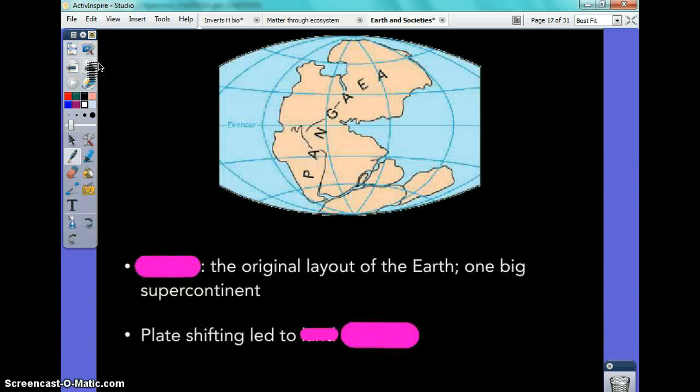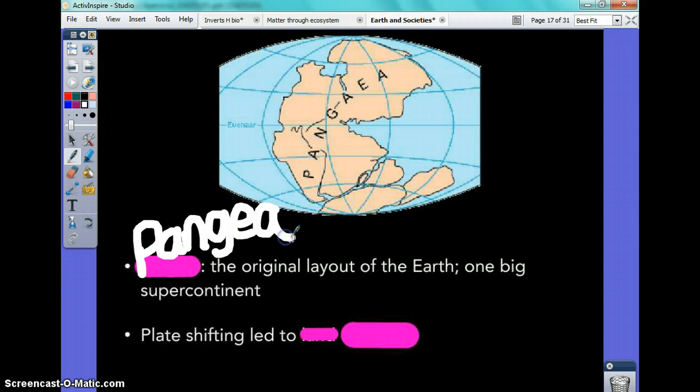Okay, so the original layout of the Earth was what? Pangea, yeah. And it was one big supercontinent, and there's a picture of what it looked like. And then plate shifting led to the formation of land. That's important. Don't forget that the birth of Earth was caused by volcanic activities, which are caused by plate shifting. So you go all the way back to every single part of Earth is a direct result of the plate shifting.